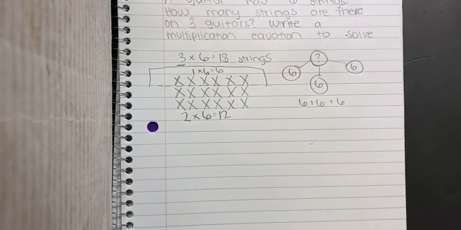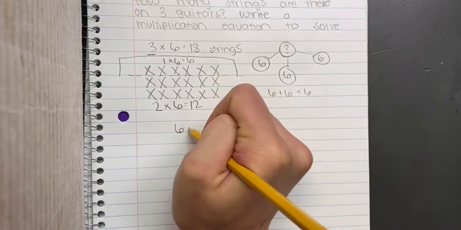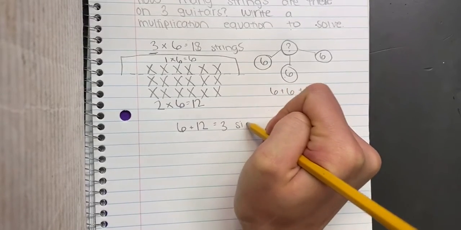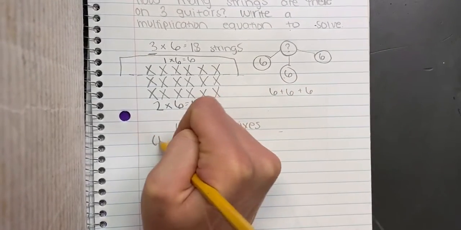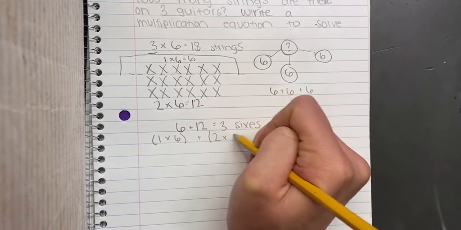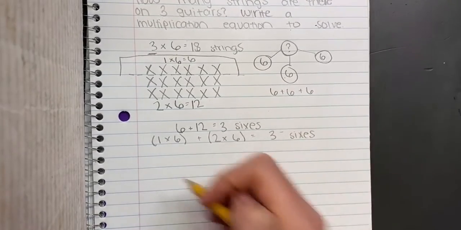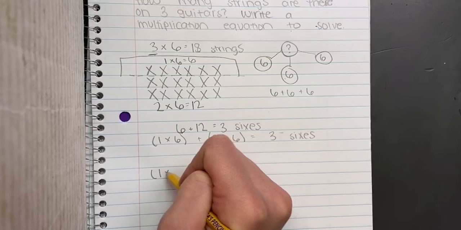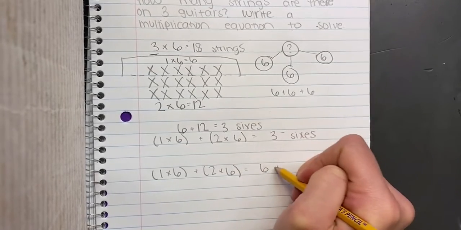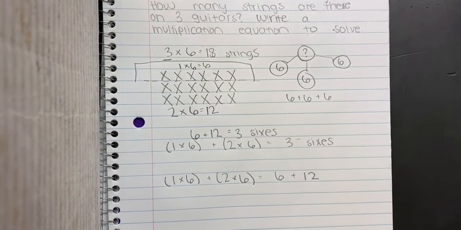So now I'm going to write this, and I want you to tell me if it's true or not. 6 plus 12 equals 3 6s. And 1 times 6 plus 2 times 6 equals 3 6s. And 1 times 6 plus 2 times 6 equals 6 plus 12. So I know this looks a little bit complicated, but we're going to go over it together.